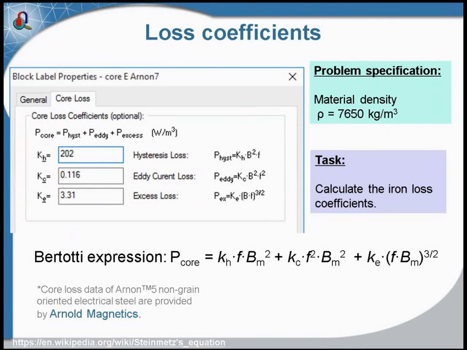First, let's speak about the iron loss coefficients. To calculate core losses in QuickField, you should provide three coefficients. Those coefficients are part of the Bertotti expression to describe iron losses as a function of frequency and the flux density.